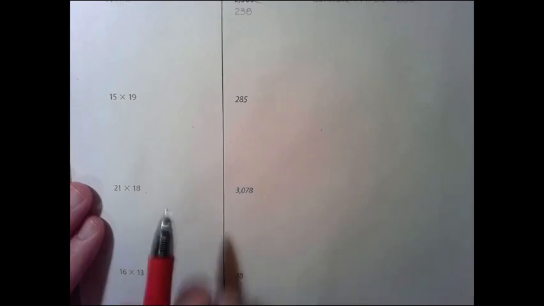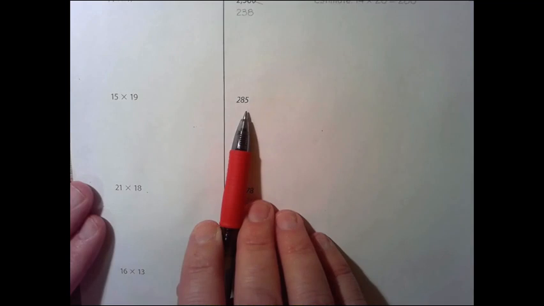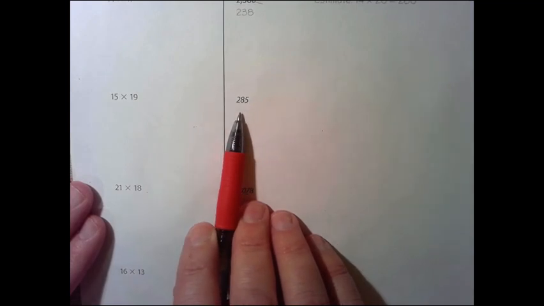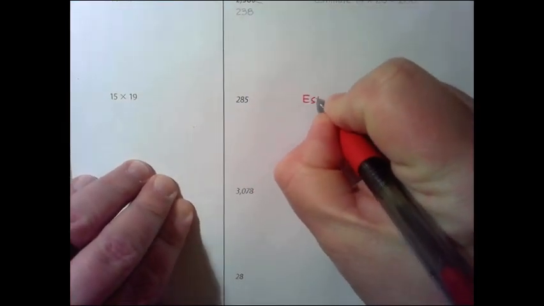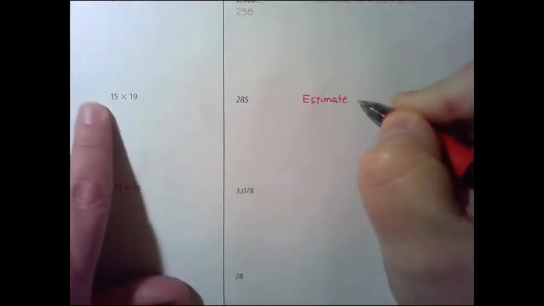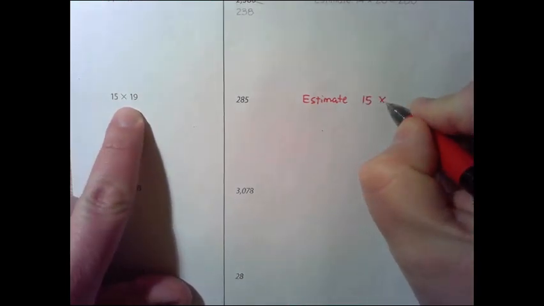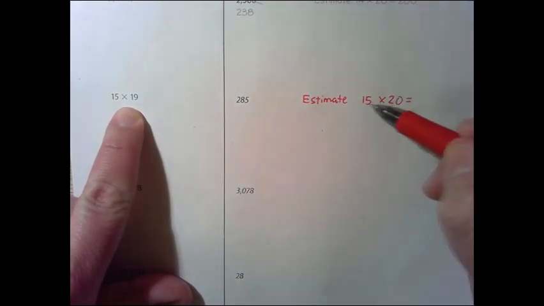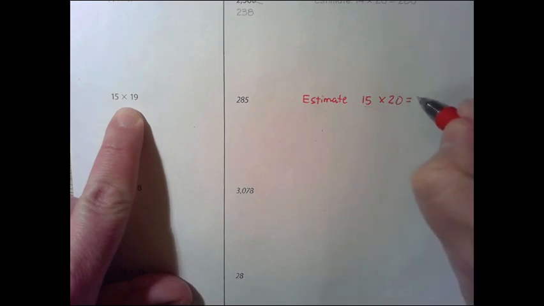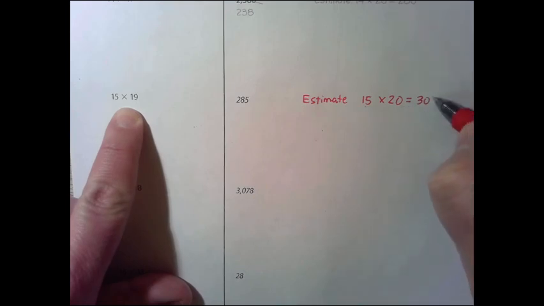So for this one, the problem was 15 times 19. So the student answered 285. So I'm going to put here an estimate. And I'm going to keep 15 the same. And what I'm going to do is I'm going to make 19 20. So that's a friendlier number to work with. And I know that 15 times 2, so if I double 15, I get 30. But then when I attach the 0 from the 20, I get 300.